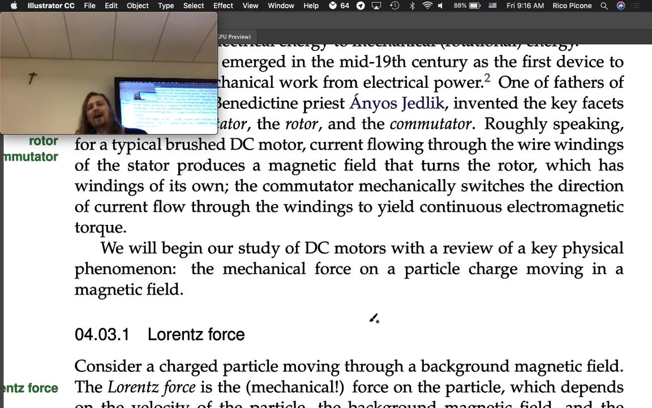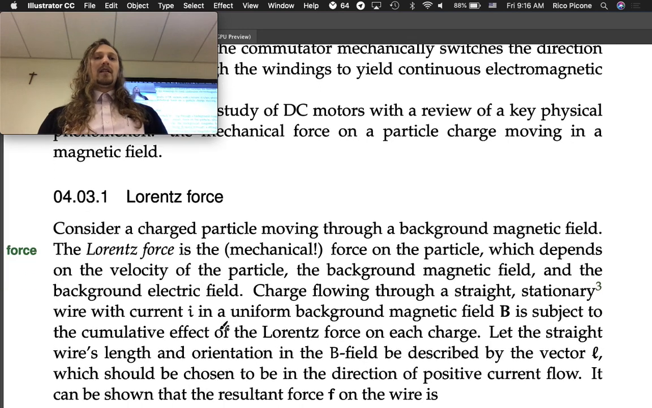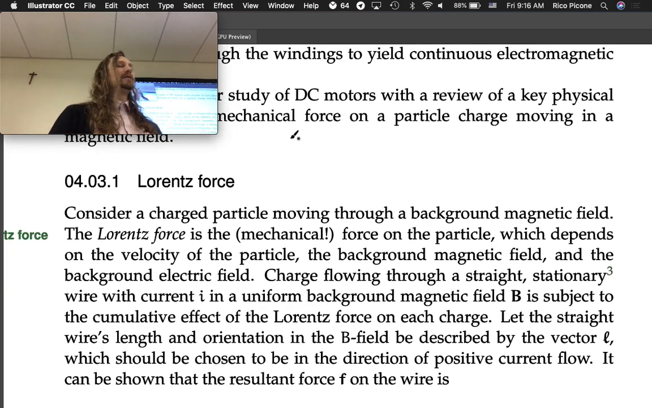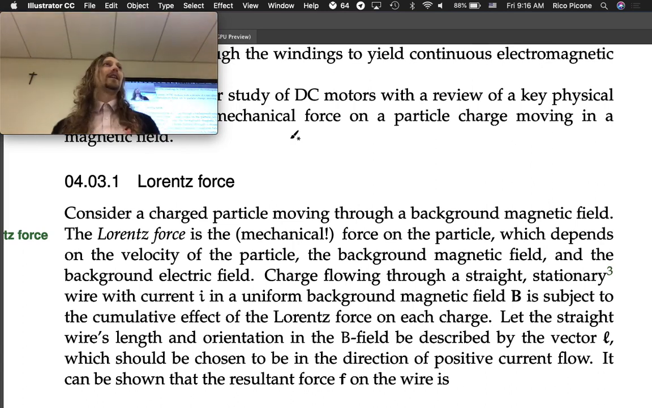So we will begin our study of DC motors with a review of a key physical phenomenon: the mechanical force on a charged particle moving in a magnetic field. This is going back to your physics 172 days, or your physics 2, or your physics 3, depending on where you took it, where you've got charges in magnetic fields.